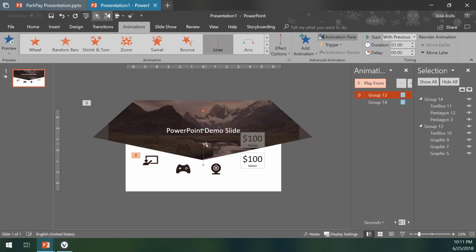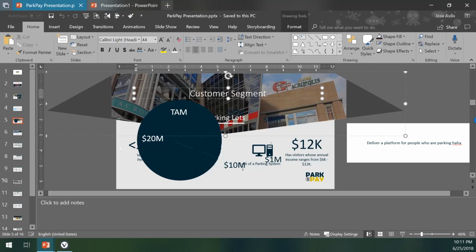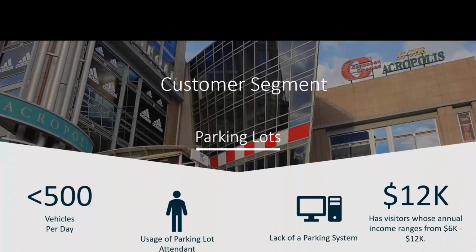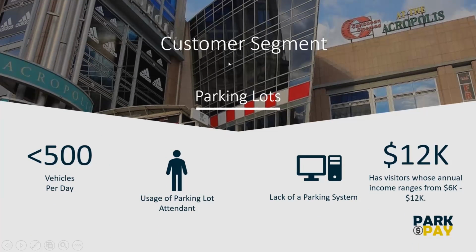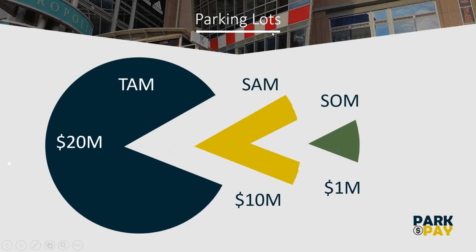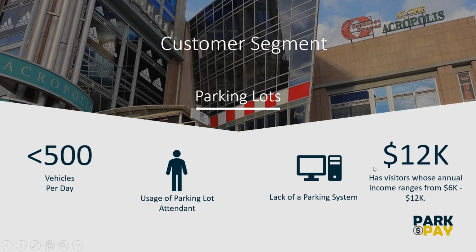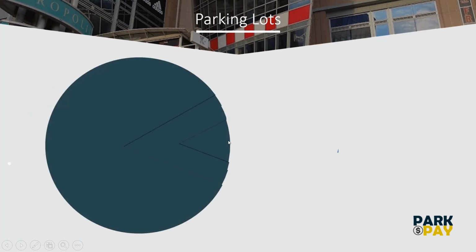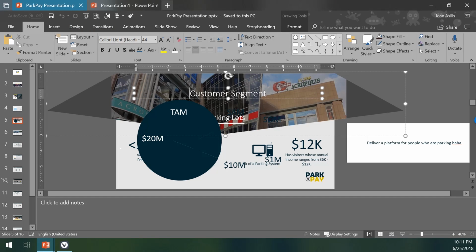Now, the next effect that we want to apply: see here that we have our customer segment. Then we click for next, parking lots still here. But the previous icons or the data that we're showcasing just disappear with the fade effect. And for that, it's pretty straightforward.